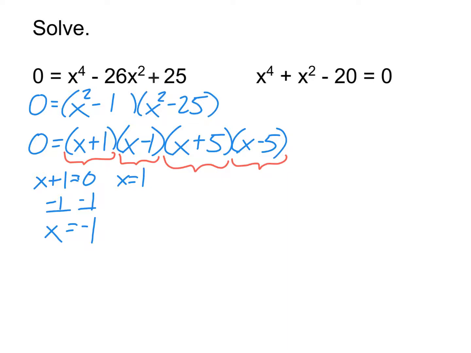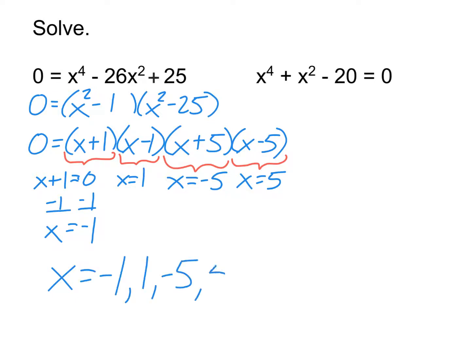If we have x plus 5 equals 0, well, that means I would have to subtract 5 from both sides. So x equals negative 5. And for the x minus 5, I'd have to add 5 to both sides. So there x would equal 5. So in this problem, there's actually 4 solutions. X equals negative 1, 1, negative 5, and 5.